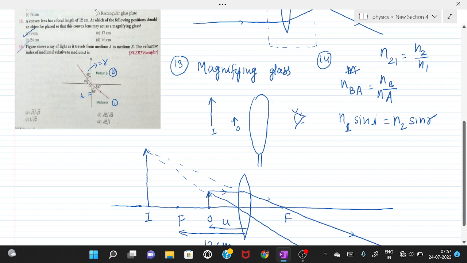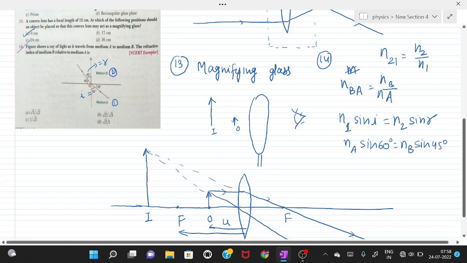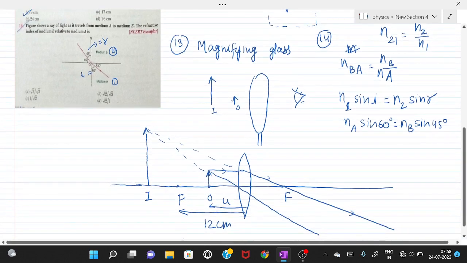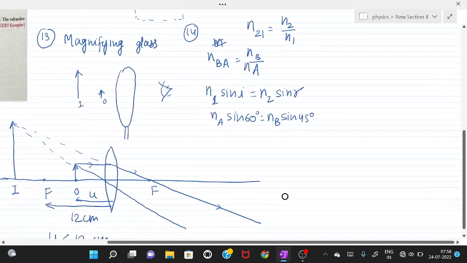Now put these values in the Snell's law. What is N1? N1 is refractive index of medium A. What is sin I? I is 60 degree. What is N2? Refractive index of medium B. What is angle R? Angle R is 45 degree. And what we have to find? We have to find NB by NA. What is NB by NA, my dear?